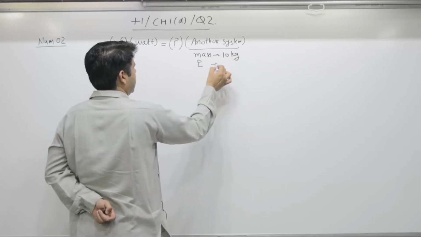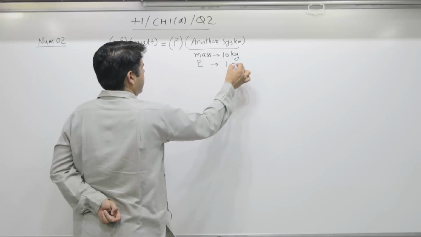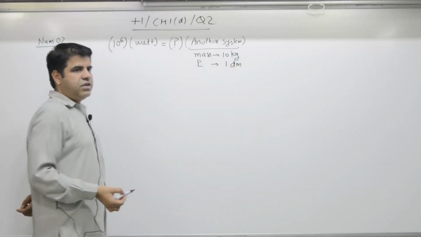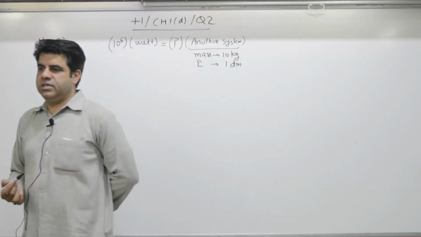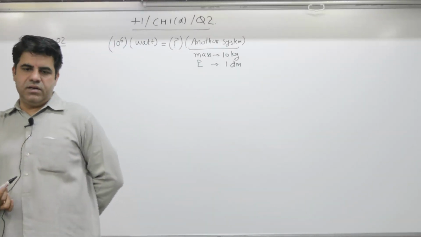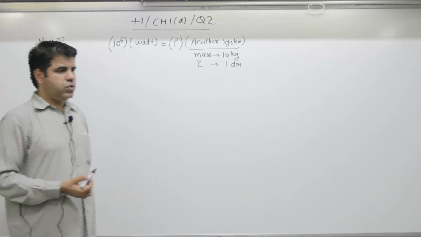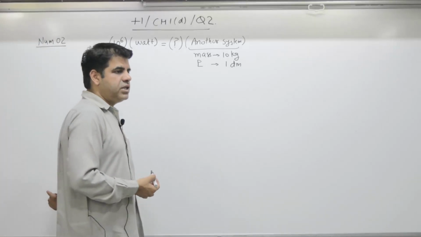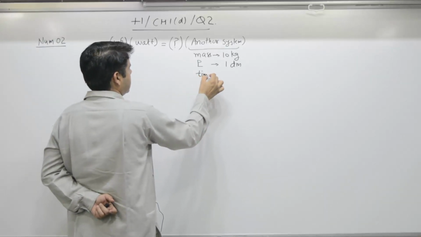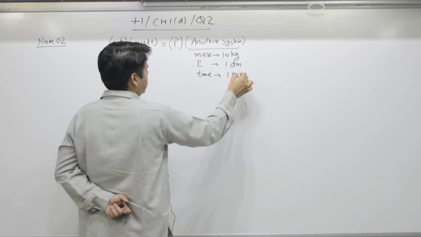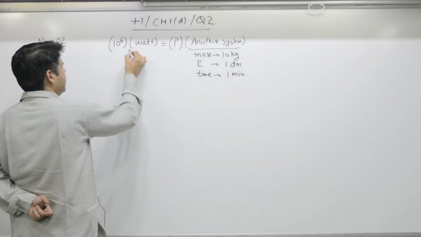Length, 1 decimeter. Deci कितना होता है? 1 by 10. Centi 1 by 100. Centimeter 10 raised to power minus 2. Deci 10 raised to power minus 1. And time, 1 minute. So this is SI.